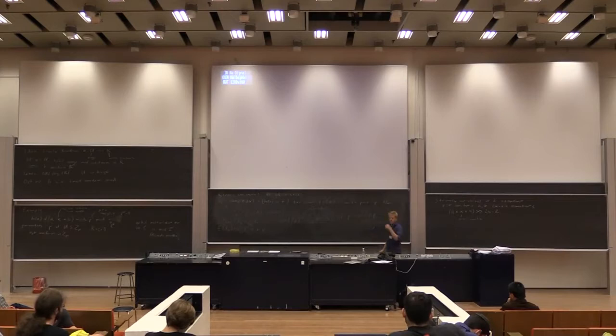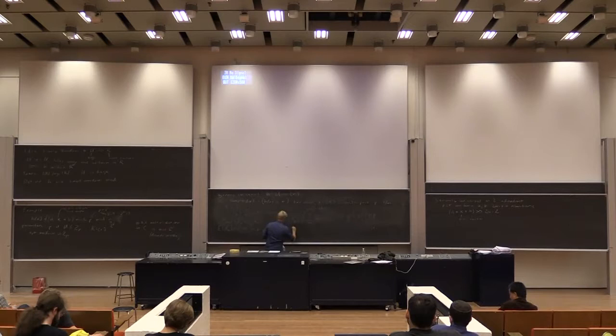Okay, so what does this then mean? That means that by Chebyshev's inequality, that means that the probability that xA deviates from its expectation in P by more than t times the standard deviation is less than 1 over t squared.